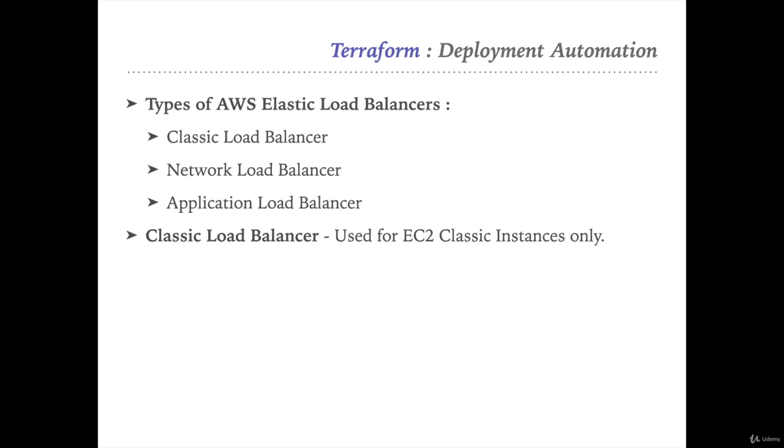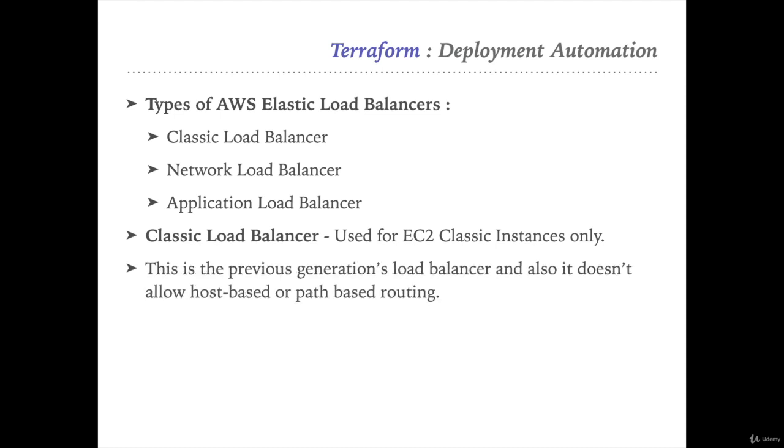There is a limitation with the classic load balancer, but that is not a limitation with EC2 classic. You can use the application and network load balancer as well with EC2 classic, but the classic load balancer can only be used with EC2, right? So the dependency is one way, not both ways. Load can be managed on EC2 classic with all kinds of load balancer, but for the classic load balancer only, the instance could be the EC2 type only. This is the previous generation load balancer, and it also doesn't allow host based or path based routing.